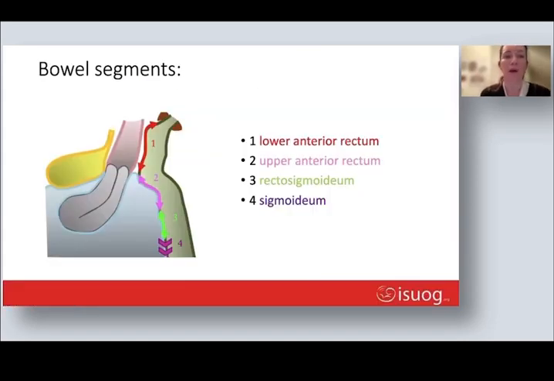While describing bowel segment endometriosis, it is, according to the consensus paper, recommended to divide into different levels of the bowel. Lesions can be in the lower anterior rectum, drawing a border, a line along the lower part of the cervix. Then it can be in the upper anterior rectum, in the rectosigmoideum after the fundus uteri, and sigmoideum, the level above the fundus of the uteri.